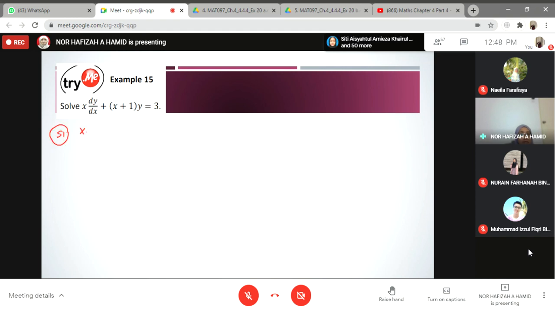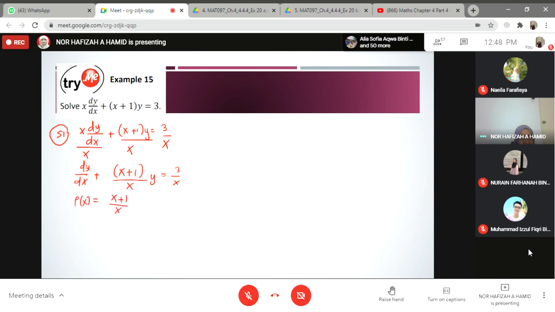So step 1, you kena divide with the coefficient for dy over dx. Okay, so equal to 3. So all each term tu saya divide with x. So you will have dy over dx plus x plus 1 over x, y equal to 3 over x. Okay, lepas tu you nak determine the integrating factor. So tadi px dia, saya dah state dah, px is x plus 1 over x. So you will have 1 plus 1 over x.